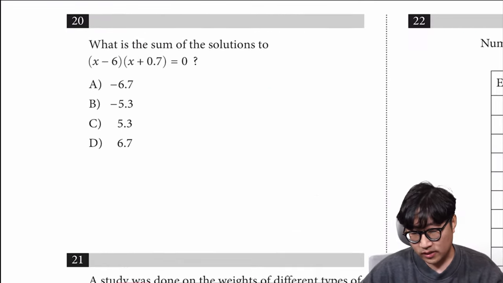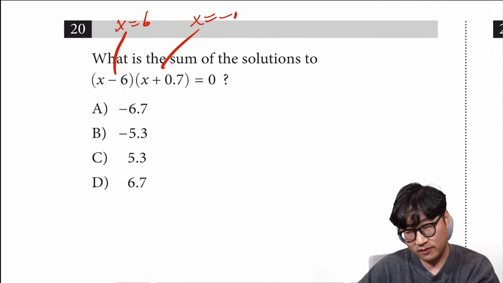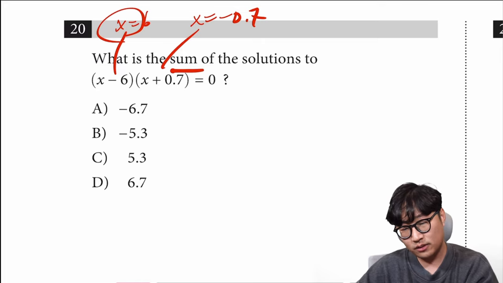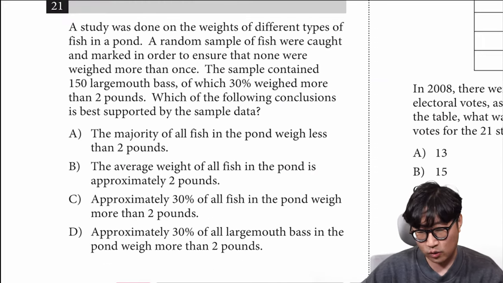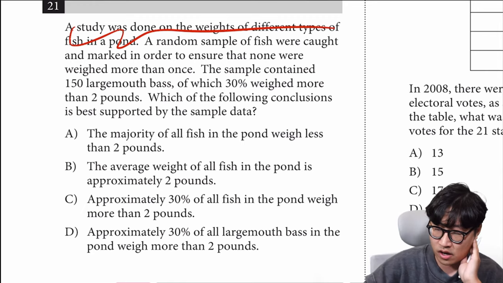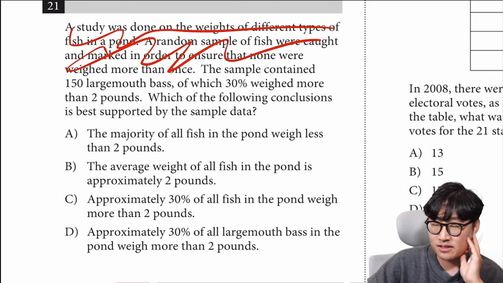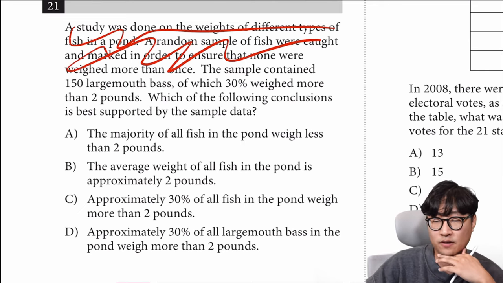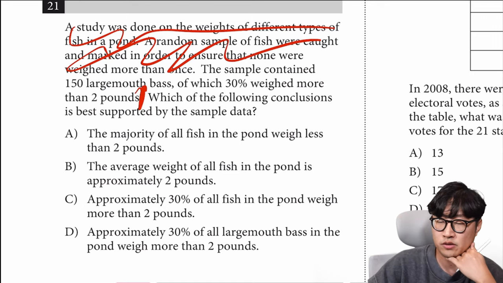Number 20. What is the sum of the solution? X is equal to 6. X is equal to negative 0.7. Sum, add those two. 5.3 it is. Number 21, a study was done on the weights of different types of fish in a lake. A random sample of fish were caught and marked in order to ensure none of them were counted twice. The sample contained 150 largemouth bass, of which 30% weighed more than 2 pounds. Which of the following conclusions is best supported by the sample data?